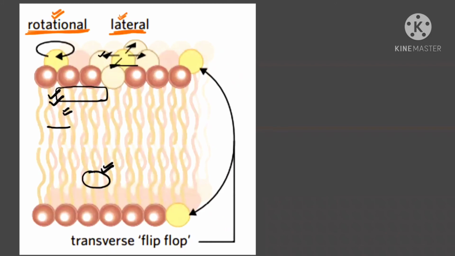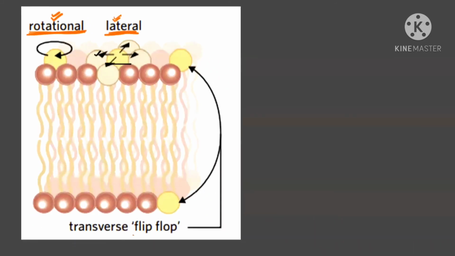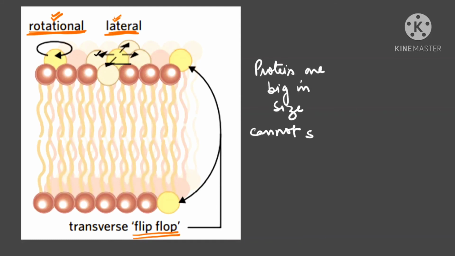Clear, beta? And if you see carefully, you are finding that they are showing the flip-flop movement also. It can show the transverse flip-flop movement also. Now, this is a very, very important PMT question. Which movement is not shown by the protein? Protein being big in size, protein are big in size, and that is why they cannot show flip-flop movement. Please understand it carefully.